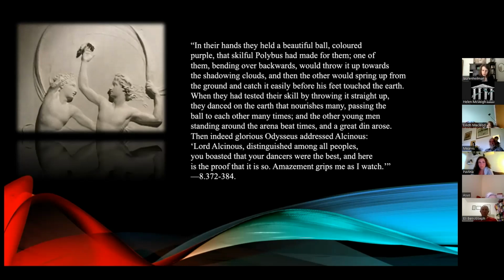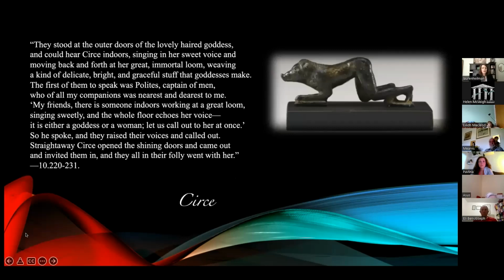But while the Phasian books provide the most obvious examples of choral dance, other passages more subtly reference dances which occurred either as part of mysteries or within ritual retellings of myths, and one prominent example comes from the Circe episode. "They stood at the outer doors of the lovely-haired goddess and could hear Circe indoors, singing in her sweet voice and moving back and forth at her great immortal loom, weaving a kind of delicate, bright, and graceful stuff that goddesses make. The first of them to speak was Polites, captain of men, who of all my companions was nearest and dearest to me.